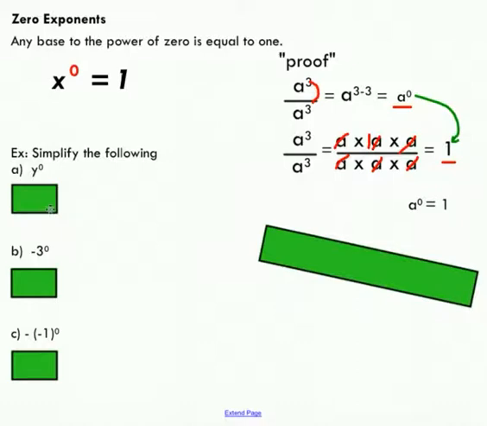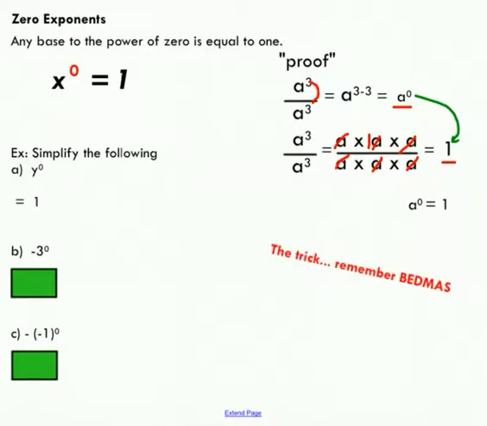All right, taking a peek at this first example, y to the power of 0, this is really just the general representation of this power rule. So y to the power of 0 is going to be 1. Nothing too crazy there. This guy, however, these things can get a little difficult, and as long as you remember BEDMAS, you should be okay. Remember, BEDMAS tells you to do your exponents before your multiplication.